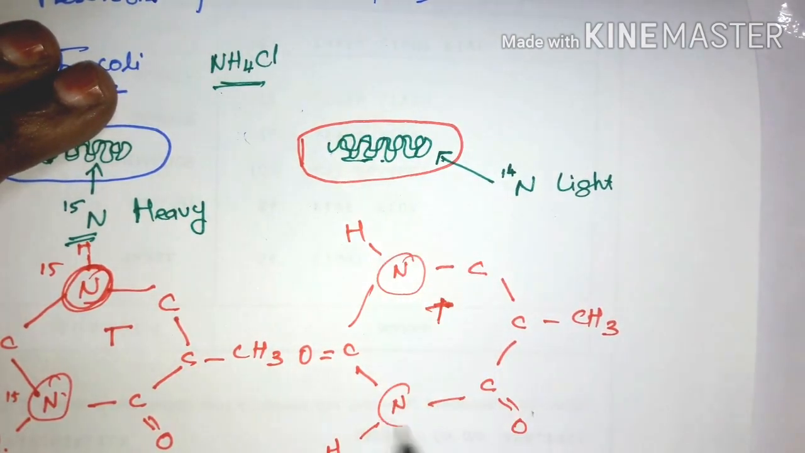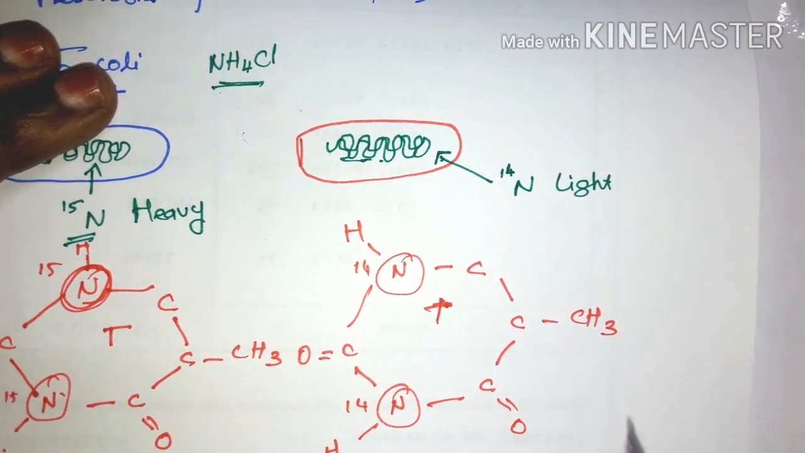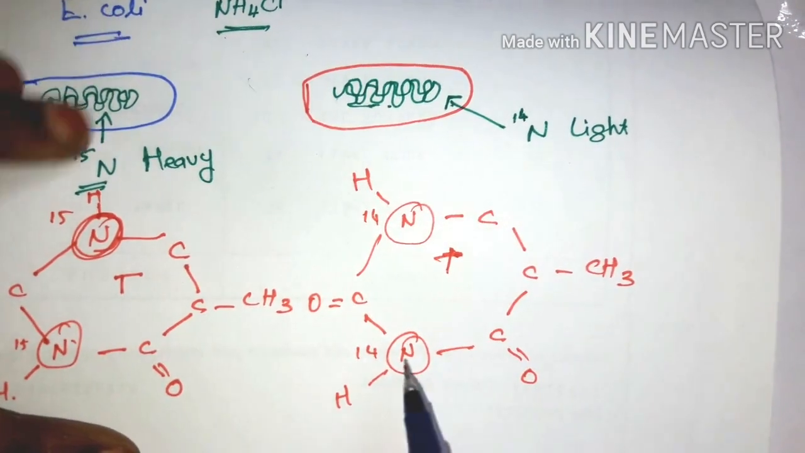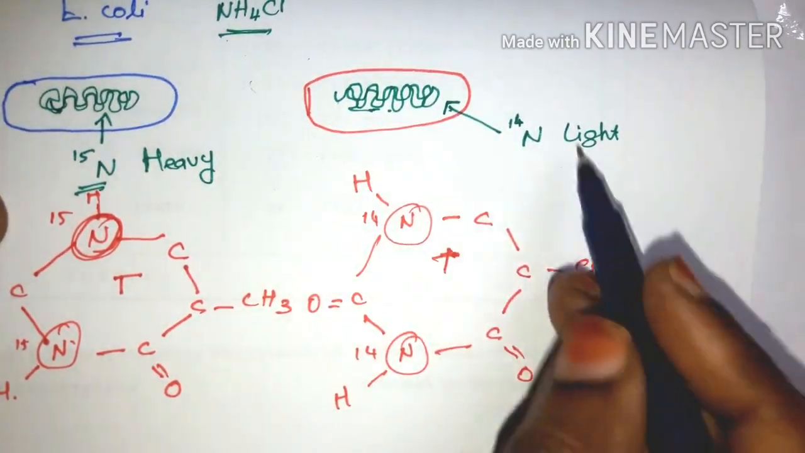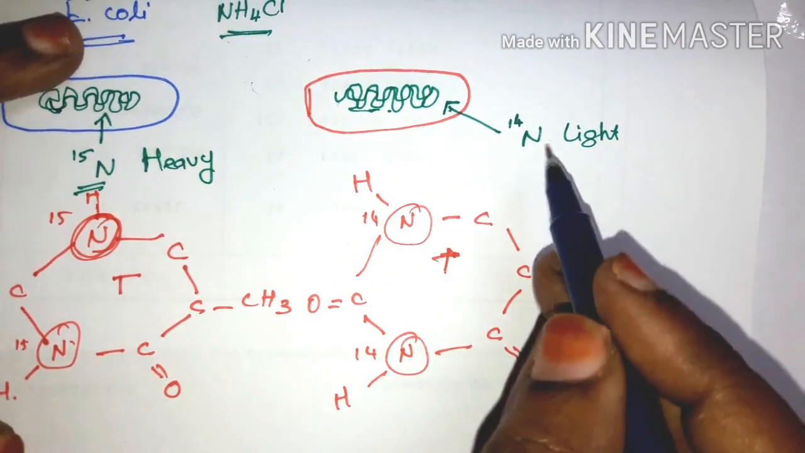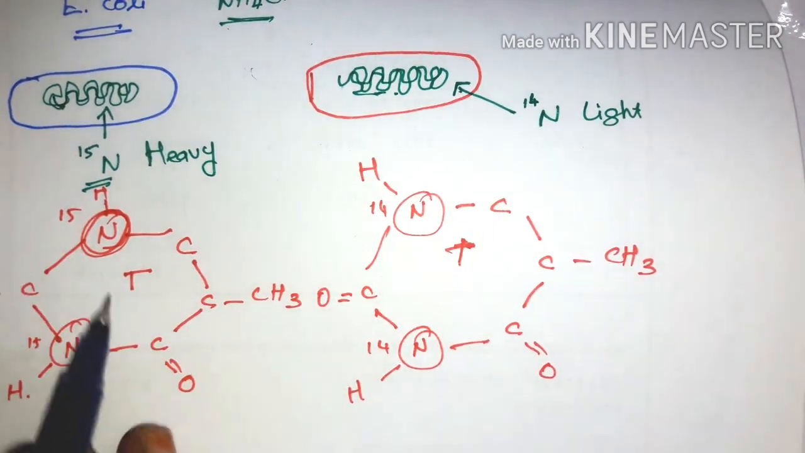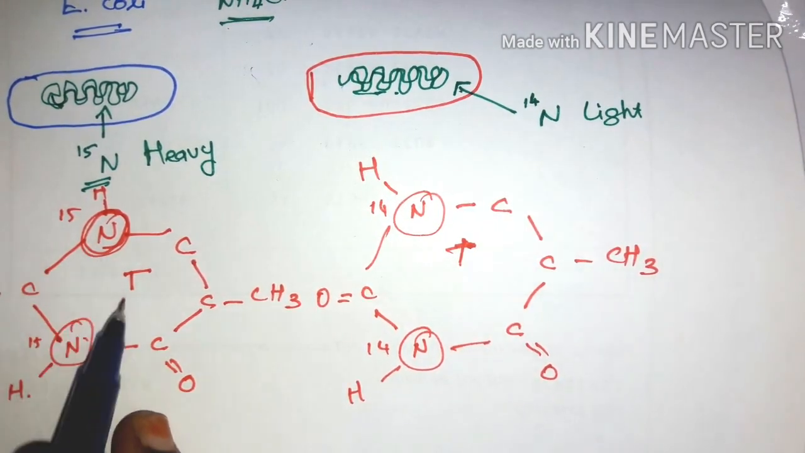Here also they are treated with isotope, but in this case it is light and has the N14 type isotope. So this is the structure of lightly isotopically treated E. coli bacteria, and this is heavily isotopically treated bacteria.